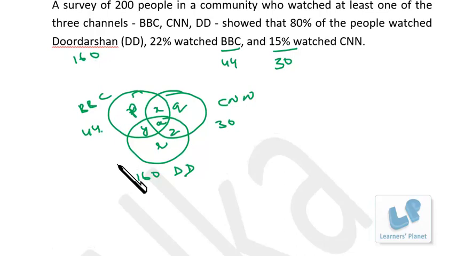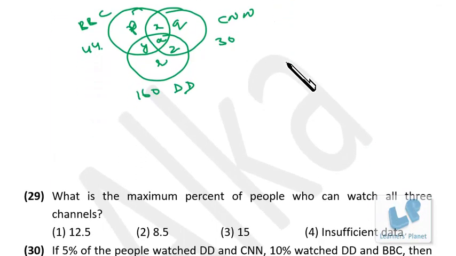So in this case, we have been asked the answer in percentage. Now, only 15% of people are watching CNN, right? So that means more than 15% people cannot watch all the three channels, because the extra people after 15% will not be watching CNN. So, at max, 15% people can watch all the three channels, right? So no need to solve this. Straight you can answer it is 15.